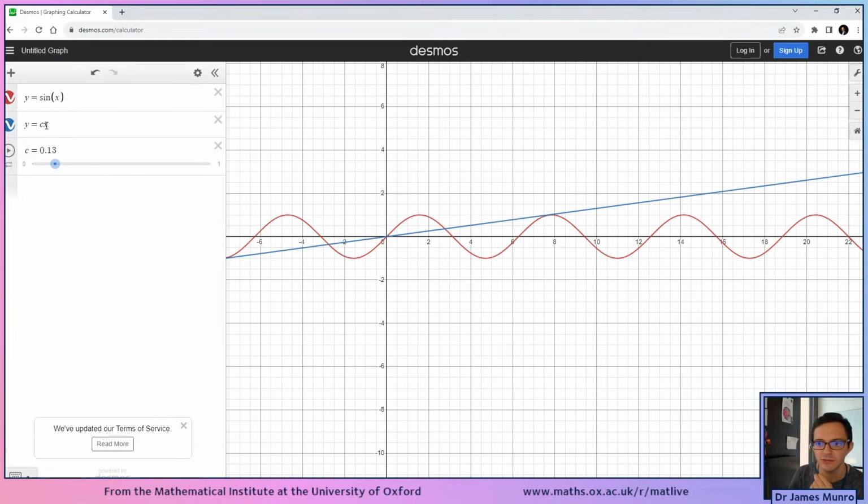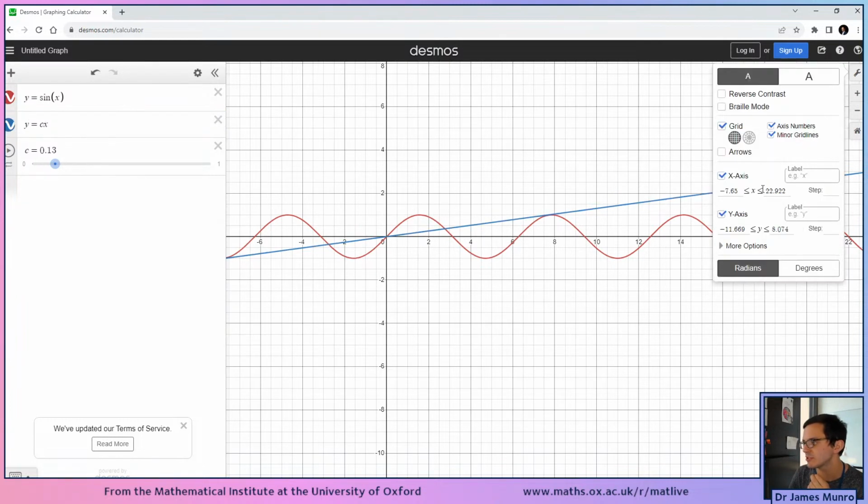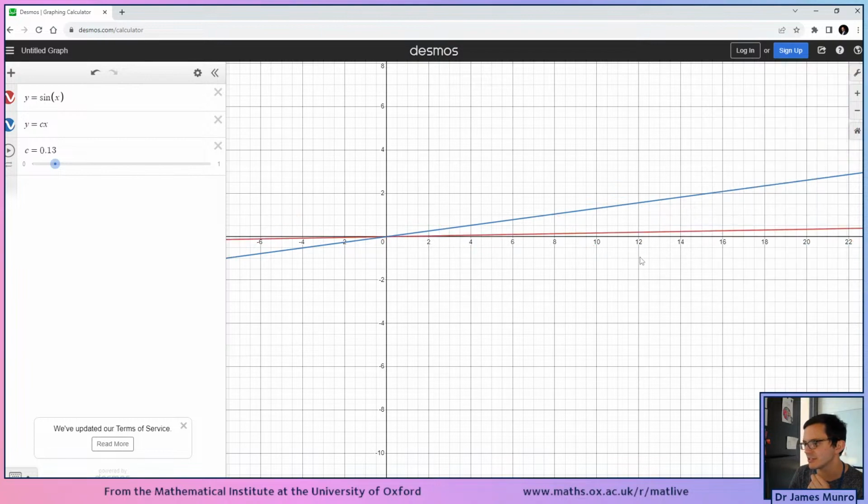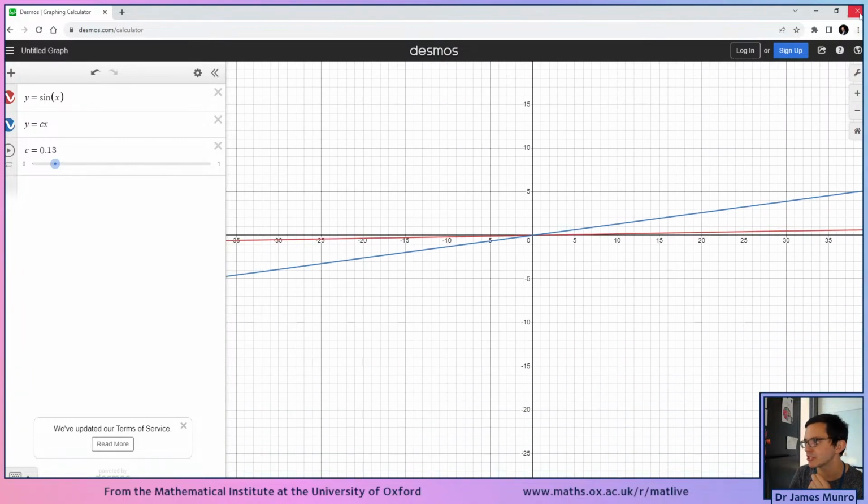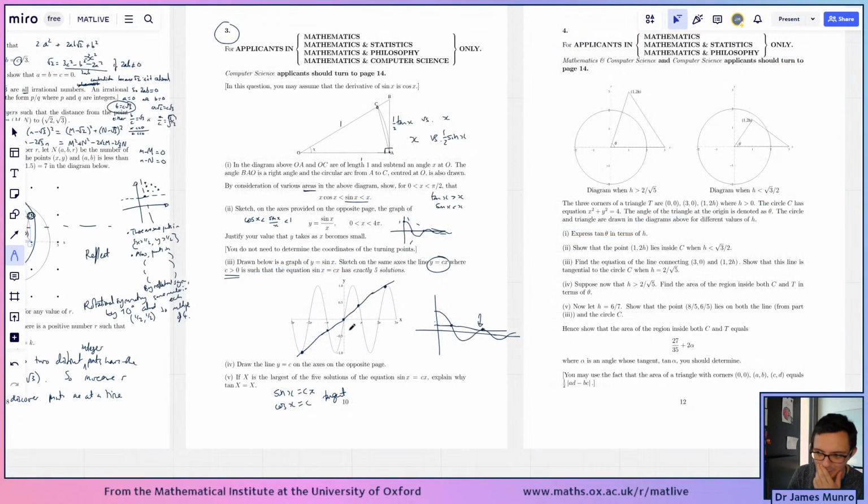Sine x and cx. You could set Desmos to degrees if you wanted to, I suppose. How do you even do that? Oh, there it is. Degrees. Oh, that really ruins the picture. Right, good. Okay. So I think that's what we salvage from this question. How would I actually find c? Oh my goodness, I would not.